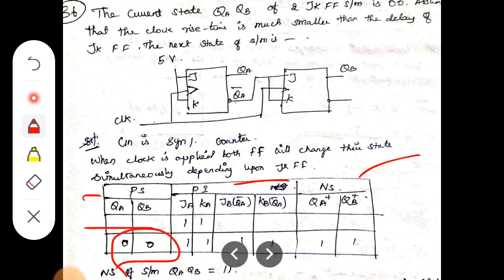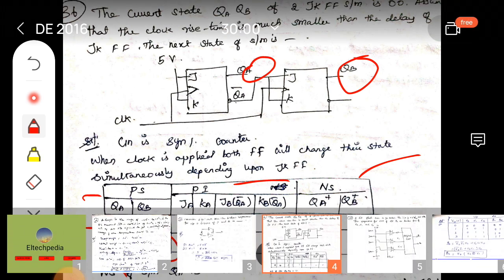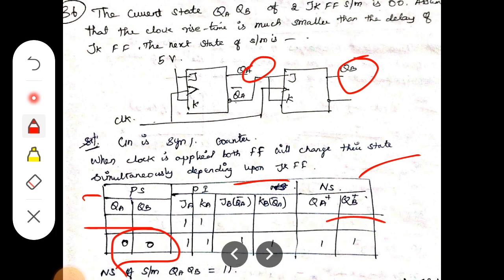At that time we will clock here. So this is 0, this is also 0. Clocked here. So consider in this function JK equal to 1 1. Similarly, KA bar and JA bar are also 1 1. The final answer of the next state is 1 1. So we want to know about the excitation table for this given problem. The next state of the given problem is 1 1. This is the final answer for the given problem.